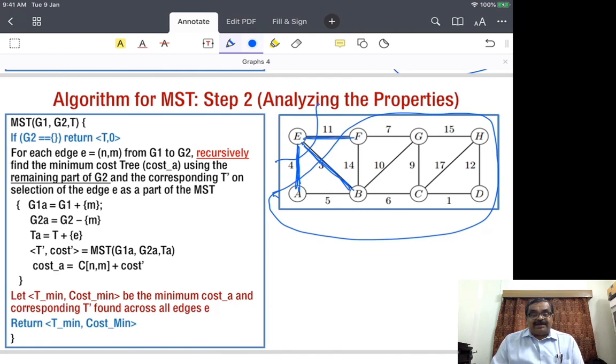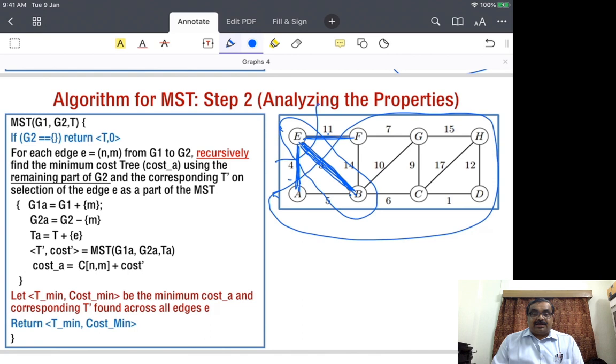Now I make a claim. I say that if I choose only the one among these three, the one which is minimum, and I just choose this one directly, I will try to prove that this edge will be in the minimum cost spanning tree. That is, among all the edges that come out from this side to this side, this edge is guaranteed to be in the minimal cost spanning tree.